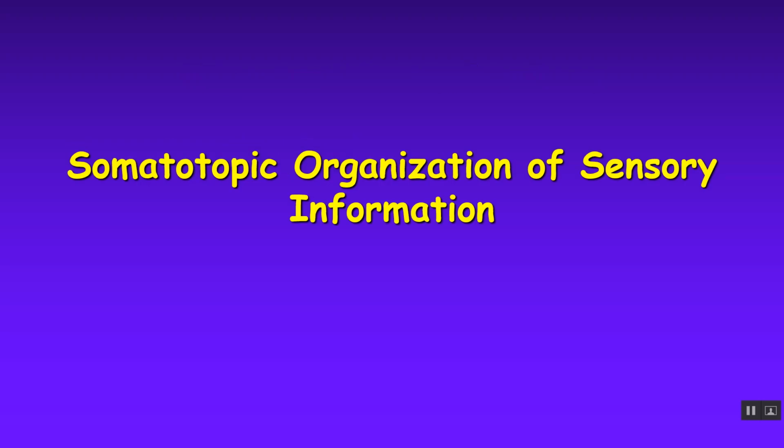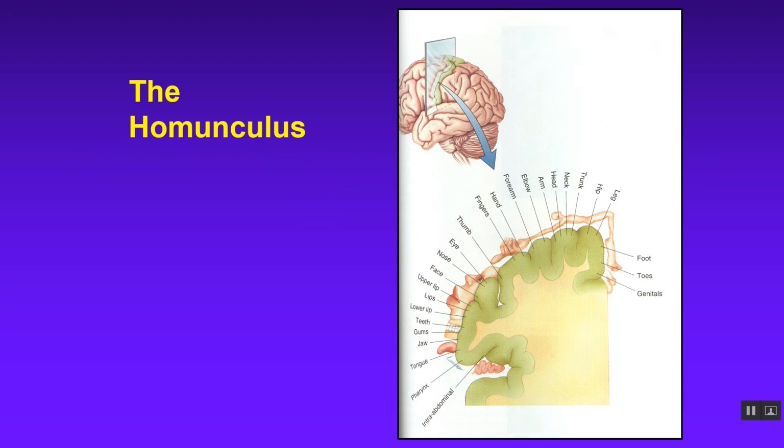So, somatotopic organization of sensory information. We've mentioned the homunculus a few times. If you take the postcentral gyrus and look at it in a coronal section here, this is how your body is somatotopically laid out. The size of these segments corresponds to the relative real estate, the surface area, it takes up on your cerebral cortex. That also tells you about the density of your receptors in those areas and the amount of information coming from those areas. So you will see hand, face, tongue. Look how big the tongue is just for one little body part. It's a pretty big representation.